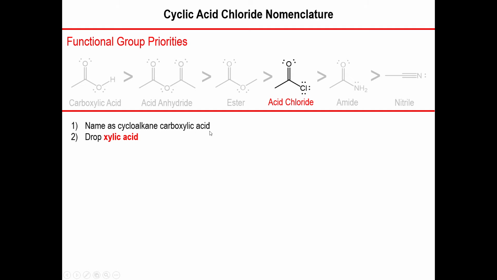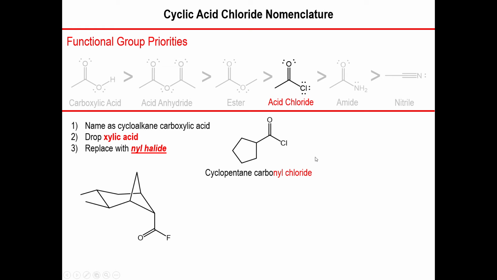So now we're dropping extra letters. And what we will do is we'll replace that with acyl halide. So, for instance, if you have the following ring system, this is cyclopentane. If it was a carboxylic acid, you would be saying cyclopentane carboxylic acid. But because it's a chloro group, we drop the "-ic acid" and we replace it with acyl chloride. So in reality, what you're saying is cyclopentane carbonyl chloride, to be technical.